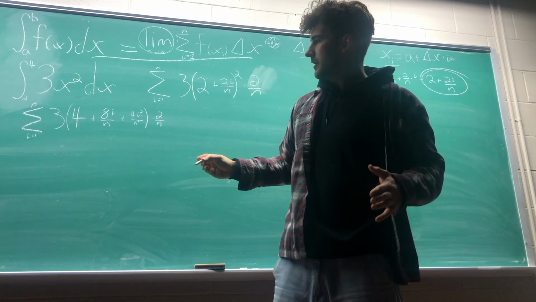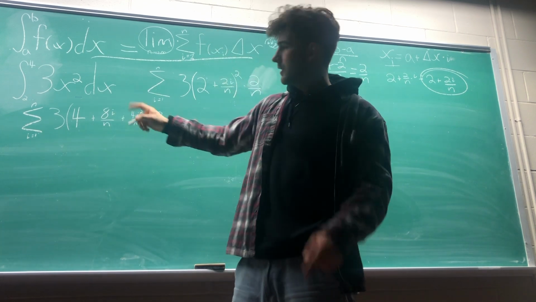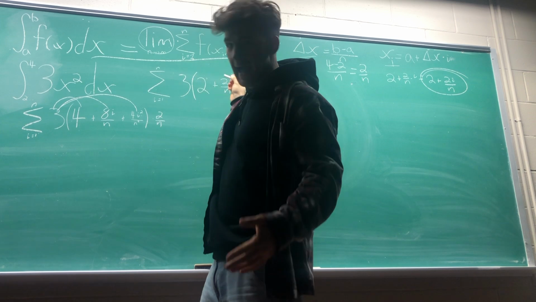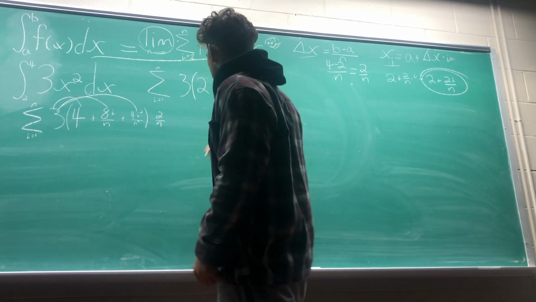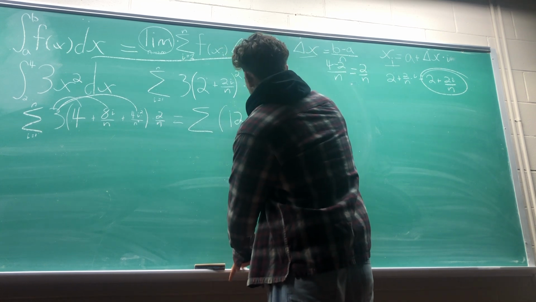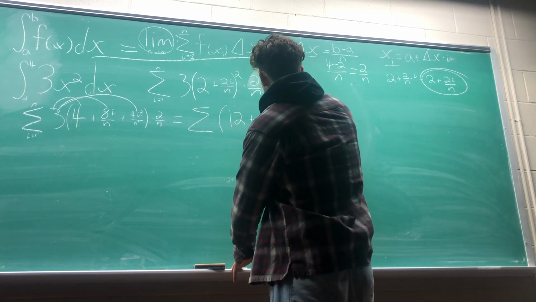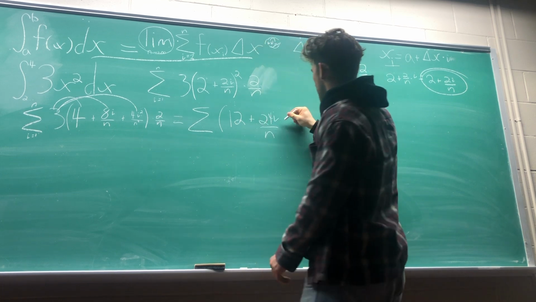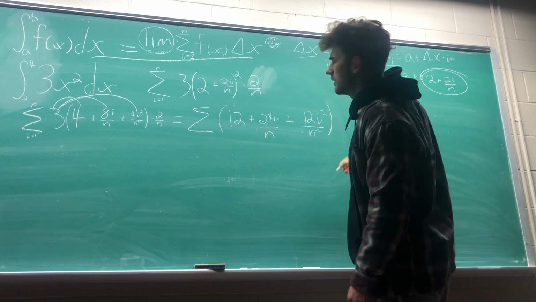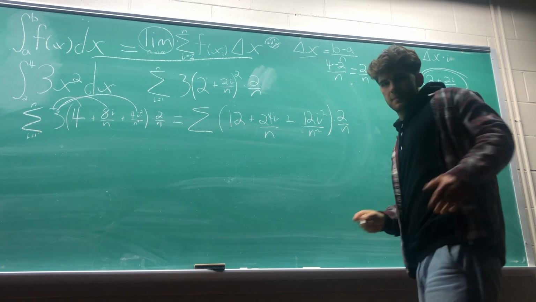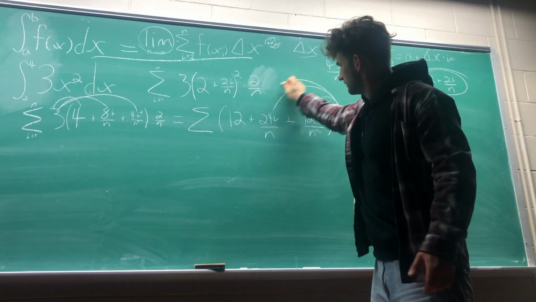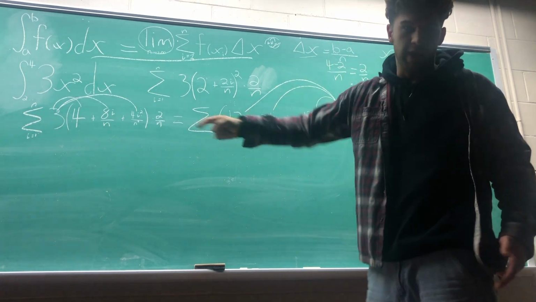The next step here is you want to distribute everything. I'm going to start here with the 3. And it's just going in like that, right? Now I'm going to have 12 plus 24i over n plus another 12i squared over n squared. And then we got to put this in here. I will move down.